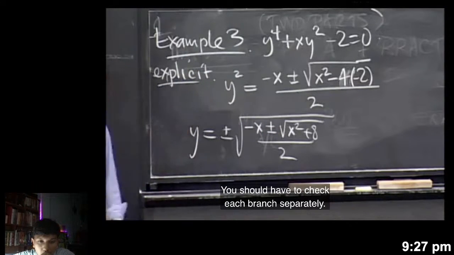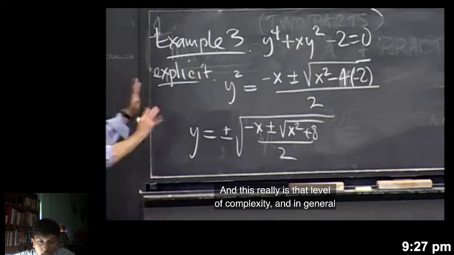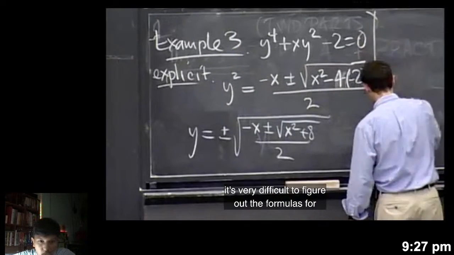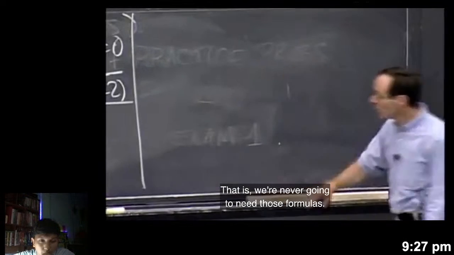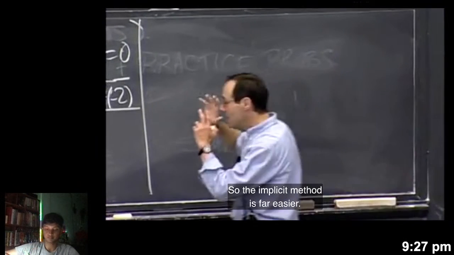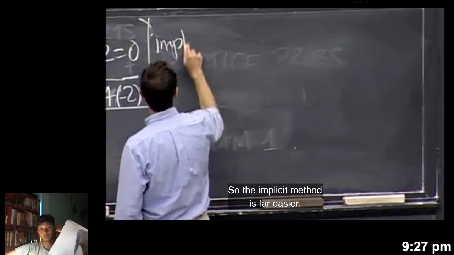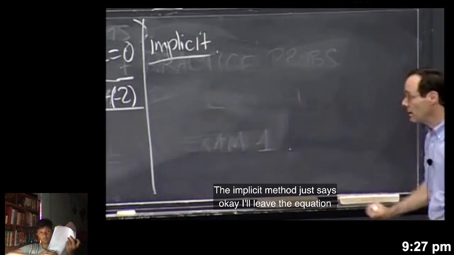And in general, it's very difficult to figure out the formulas for quartic equations. But fortunately, we're never going to use them, as we're never going to need those formulas. So the implicit method is far easier. The implicit method just says, okay, I'll leave the equation in its simplest form, and now differentiate.